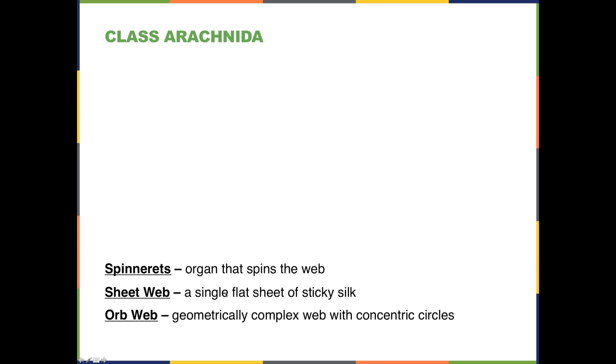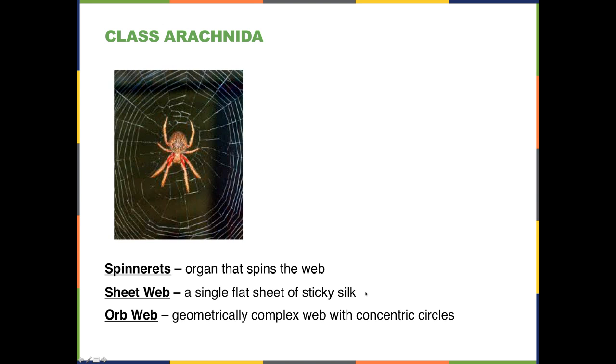The second is called an orb web, and this is the one that generally grabs our attention because it's a complex web, geometrically complex with concentric circles. And here's a diagram of an orb web, and I'm sure you've seen this out. You can see this concentric circle moving out from the center. Now the spider itself does not necessarily sit in the center. Many times they're off in the corner here.